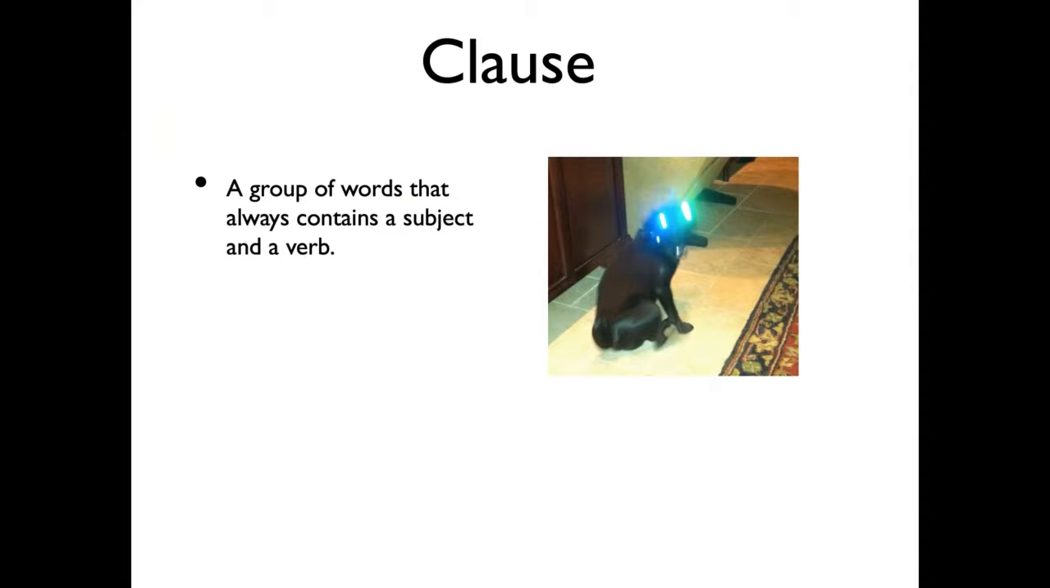All right, a clause is a group of words that always contains a subject and a verb. I often call this the caveman part of sentences, be hungry type of thing, or eyes glowed. So you've got the verb, which is glowed, and you have the subject, which is performing the action of the verb. In this case, you ask, what glowed? Eyes did. So that is the subject.